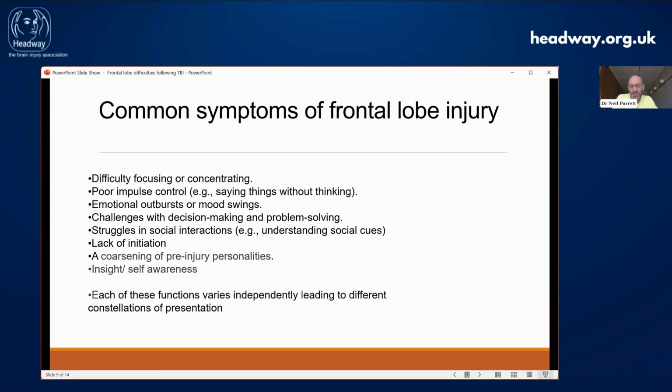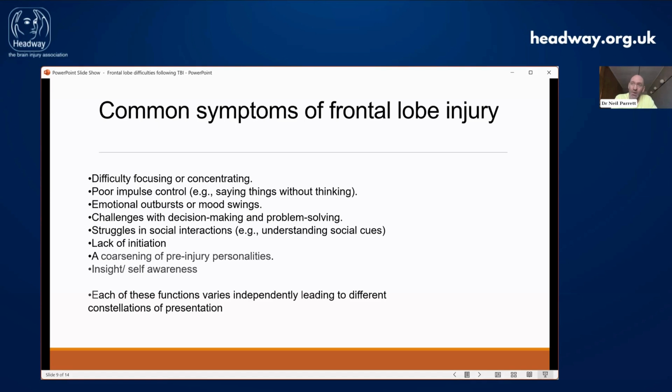Initiation, so sort of the reverse to inhibition. There are a group of people with specific lesions to particular parts of the prefrontal cortex who will literally struggle to initiate themselves. It's quite common in later stages of Alzheimer's, you might find that, but also in some presentations of brain injury.